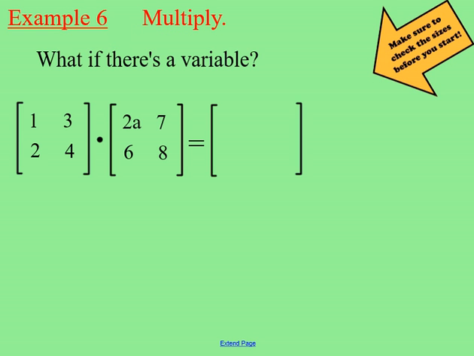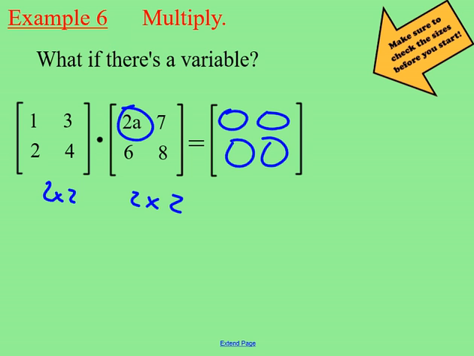Ooh, what if there's a variable? Okay, let me show you what happens. This is a 2 by 2. This is a 2 by 2. And then that means it's going to be a 2 by 2 when it's done. So there's my little eggs. And let's use a spot that uses this. Like for instance, this spot right here would be AB11. And so this row and this column will go together.